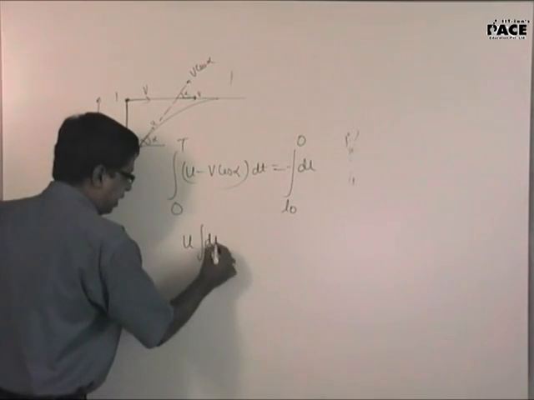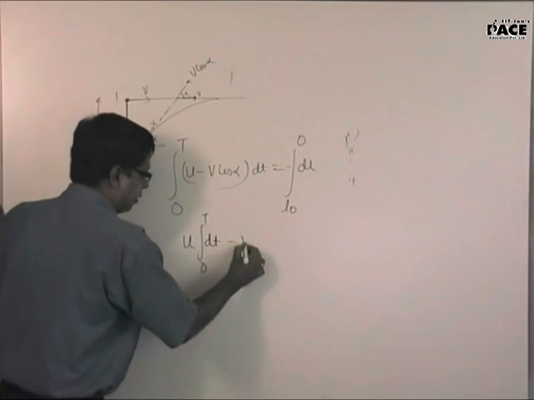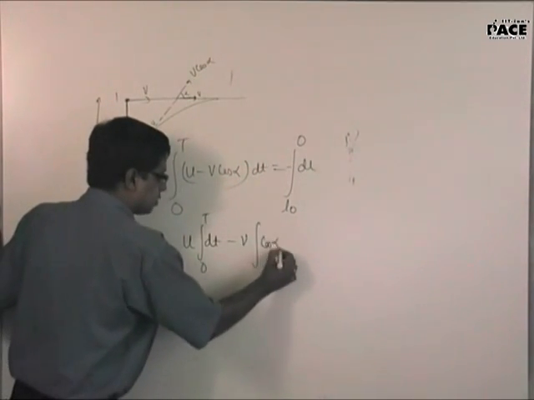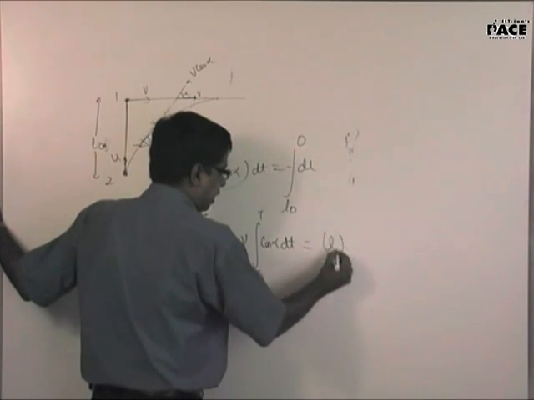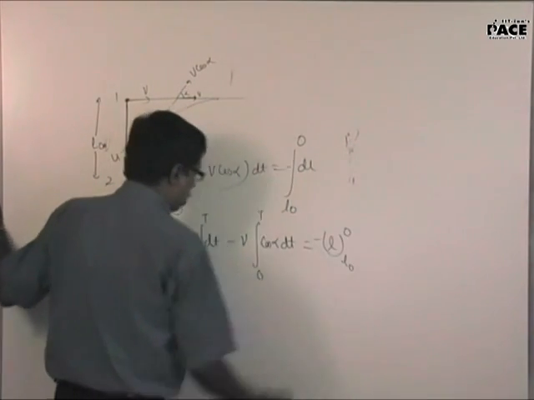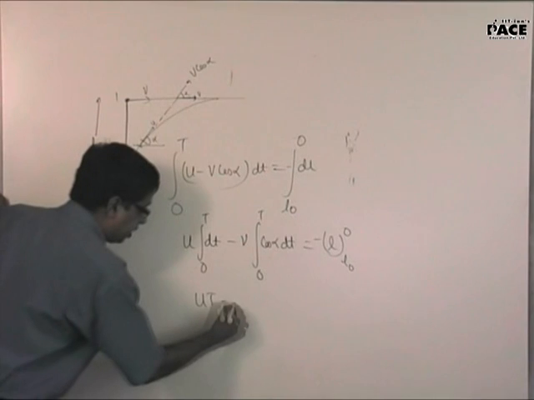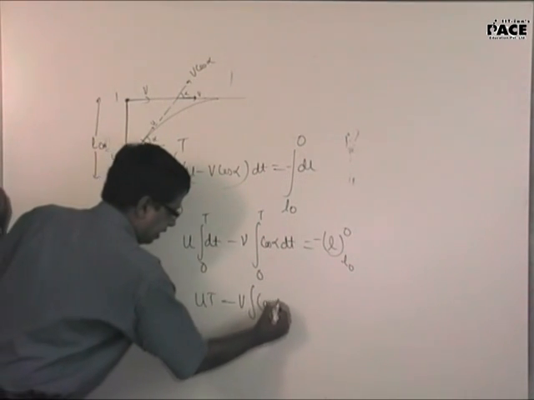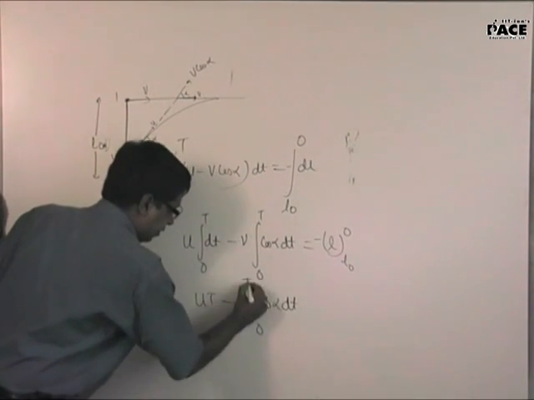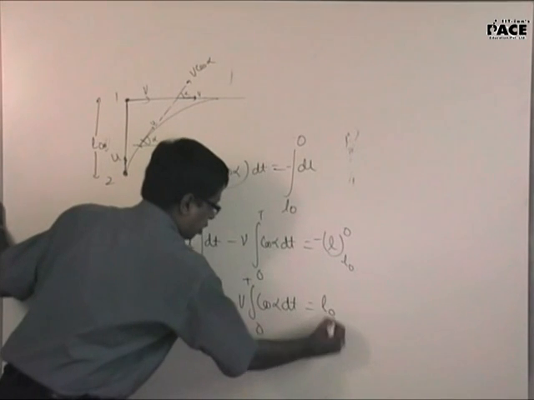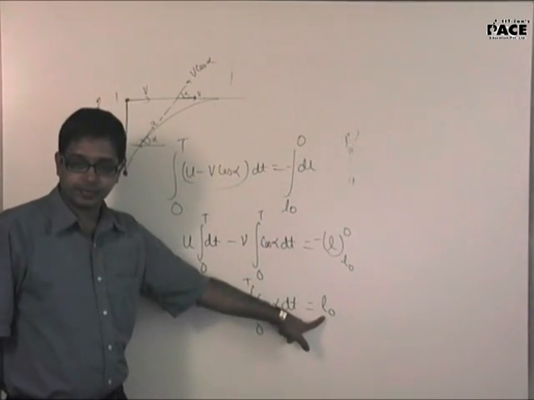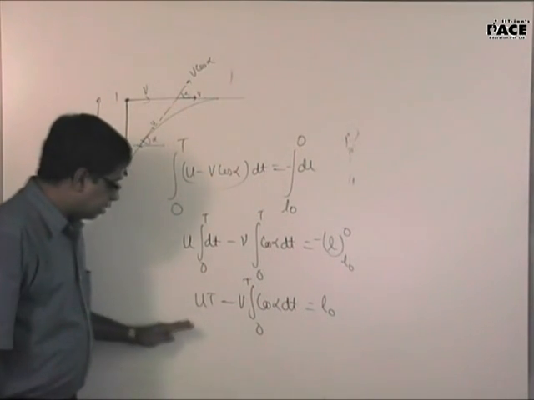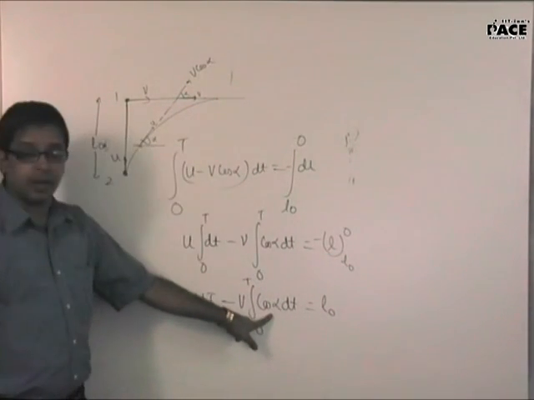Now see the typical structure of solving this. Integral of u dt from 0 to T, minus v cos alpha dt from 0 to T, is equal to minus L from L0 to 0. This will be uT minus v integral of cos alpha dt from 0 to T is equal to L0. Right? Yes, sir. To simplify this, I am stuck up here.